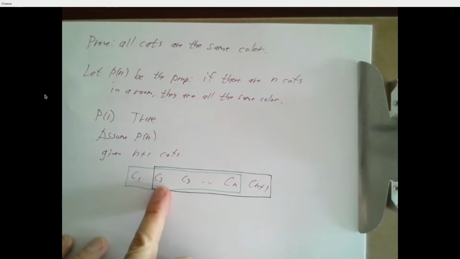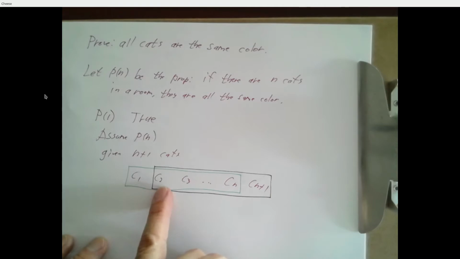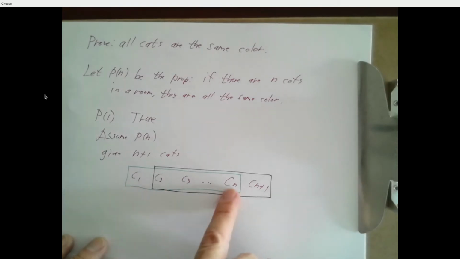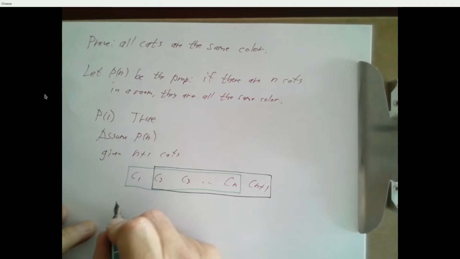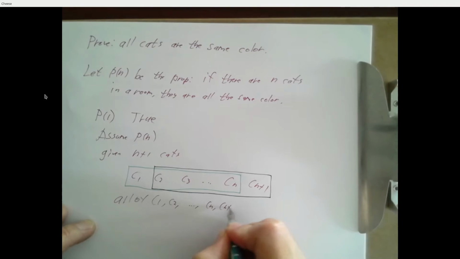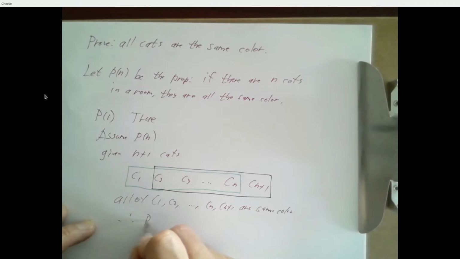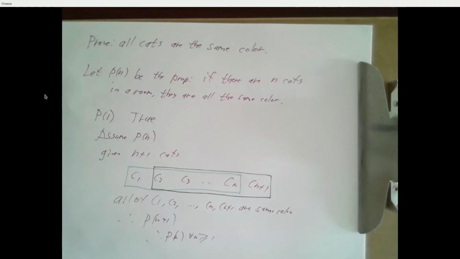And cat 2, for example, must be the same color as cat n plus 1, but cat 2 must also be the same color as cat 1, and cat n and cat 3, and so all of these cats are exactly the same color. So all of C1, C2 are the same color. Therefore P of n plus 1, therefore P of n for all n greater than or equal to 1. So all cats are the same color. And you were mistaken if you thought otherwise.